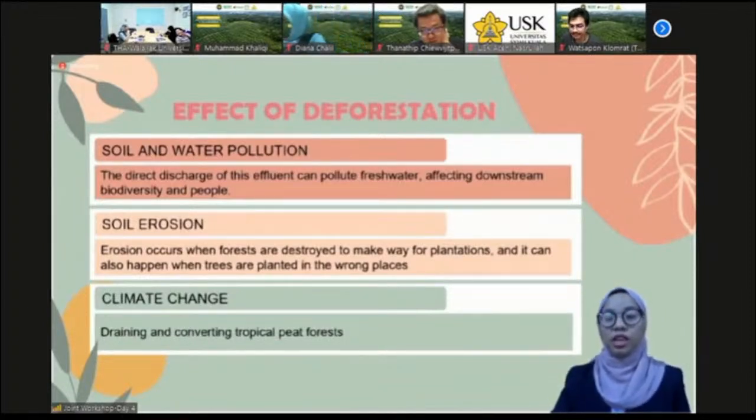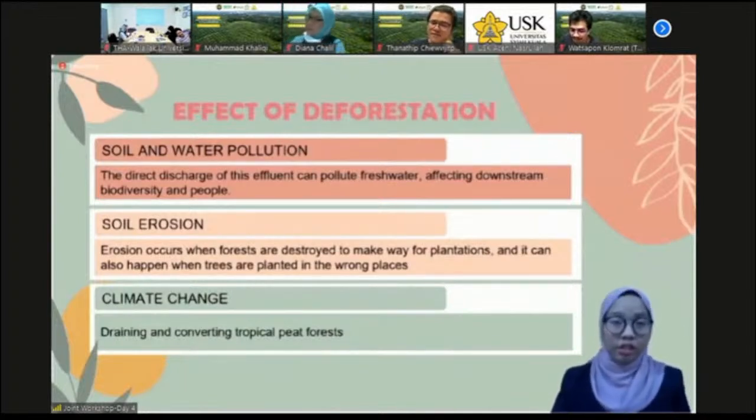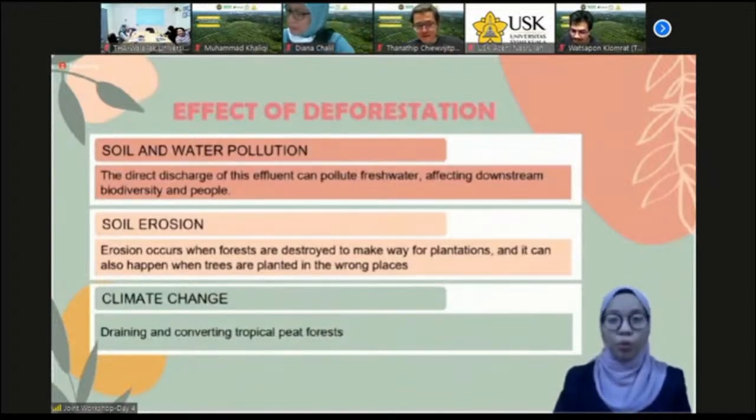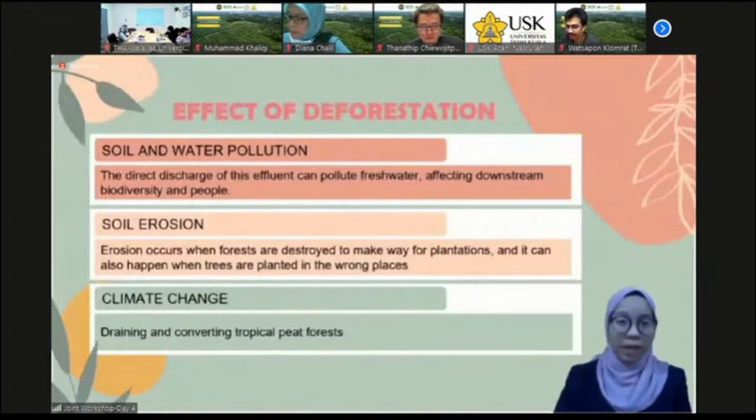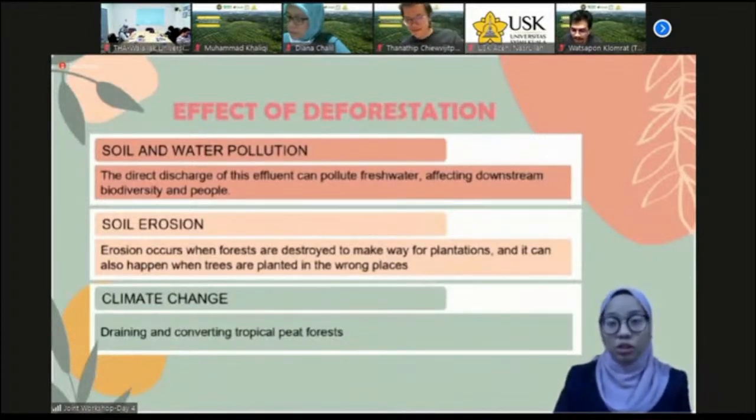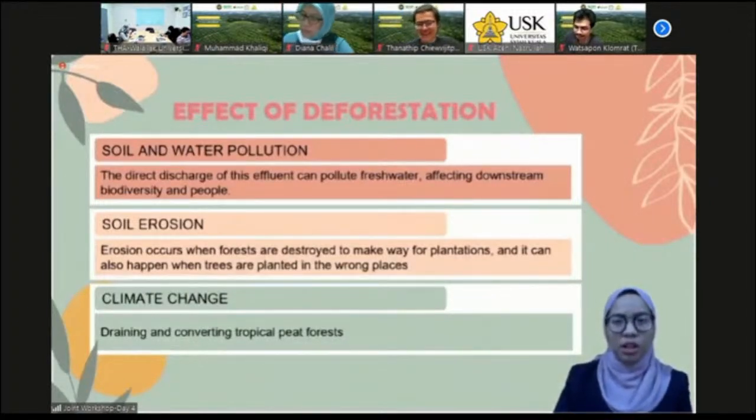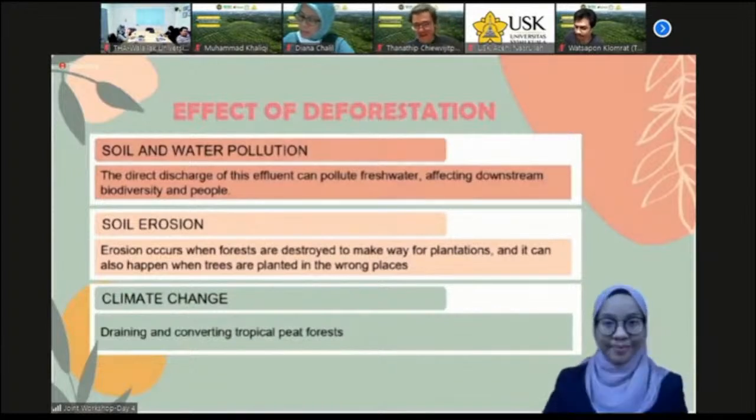So the second point is soil erosion. Erosion occurs when forests are destroyed to make way for plantations, and it can also happen when trees are planted in the wrong place. Planting oil palms on steep slopes is the primary cause of erosion. Increased flooding and silt deposits in rivers and ponds are caused by erosion. Eroded lands necessitate additional fertilizer and other inputs, as well as road and infrastructure repairs.